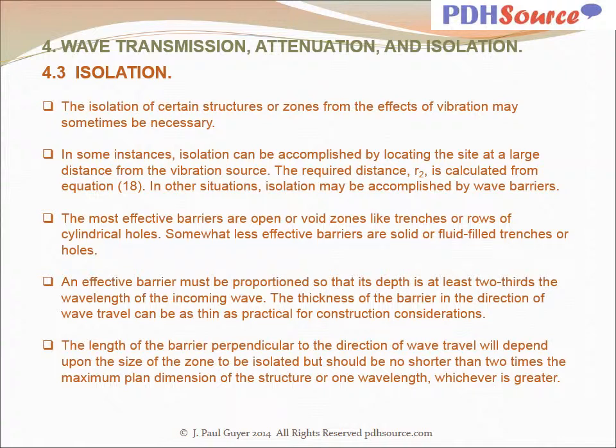The length of the barrier perpendicular to the direction of wave travel will depend upon the size of the zone to be isolated, but should be no shorter than 2 times the maximum planned dimension of the structure, or 1 wavelength, whichever is greater.